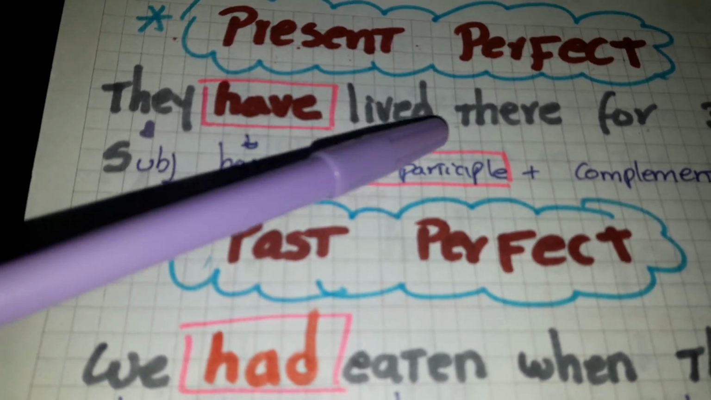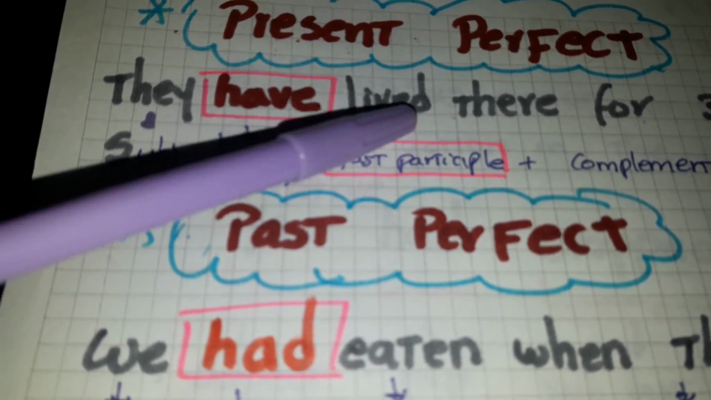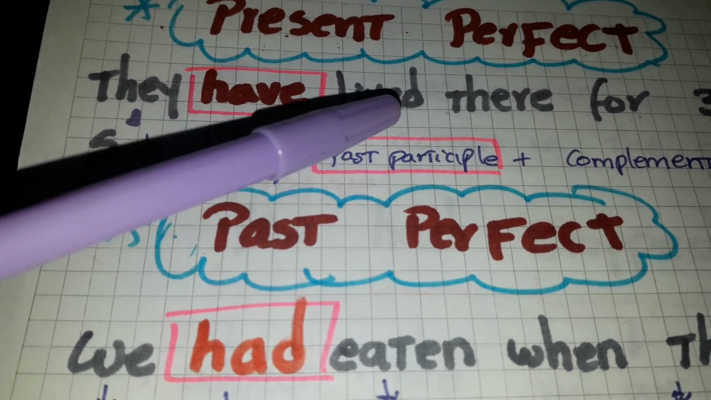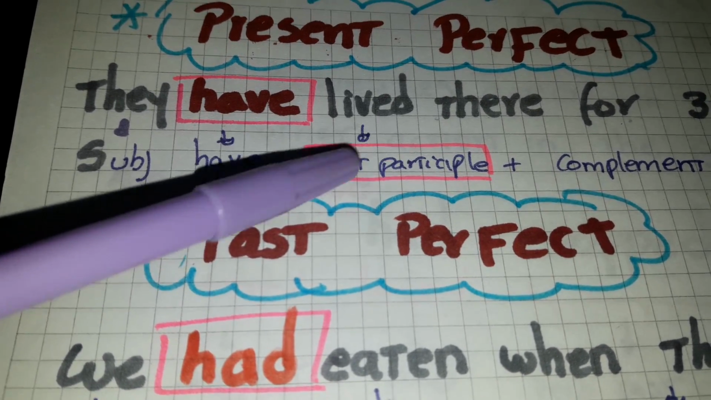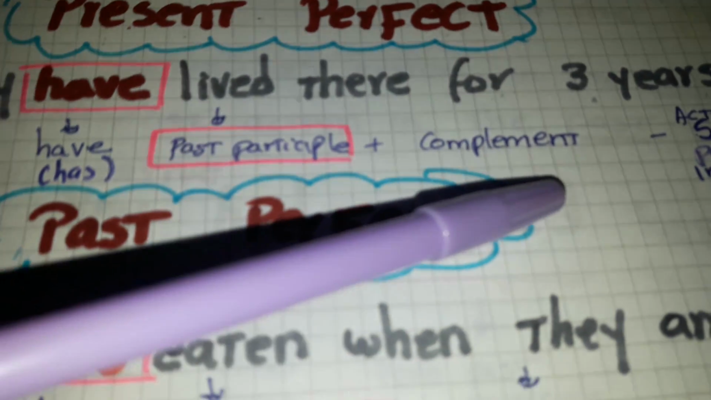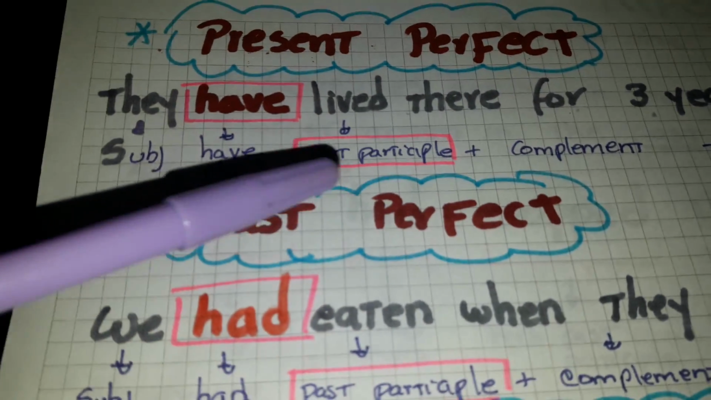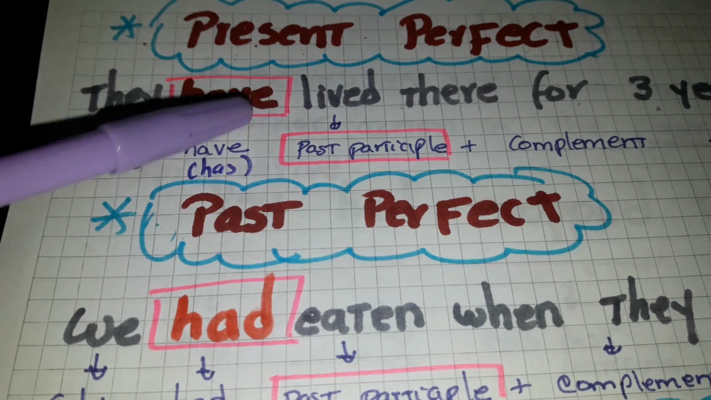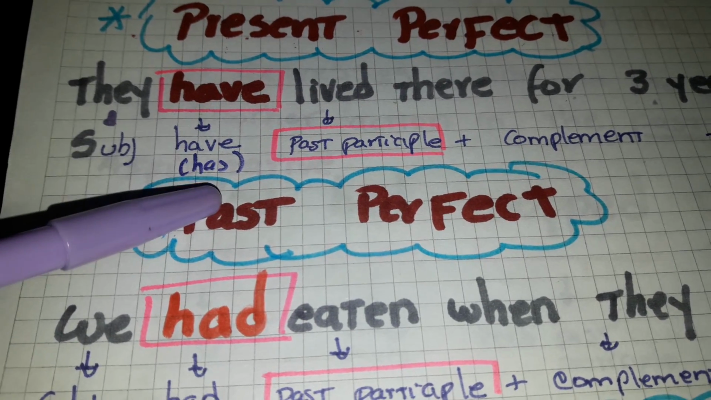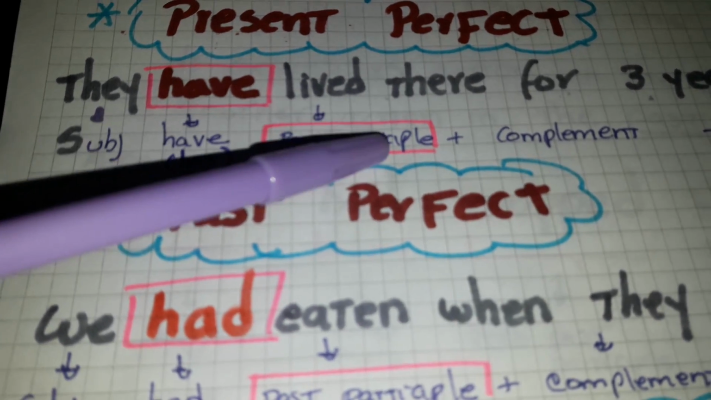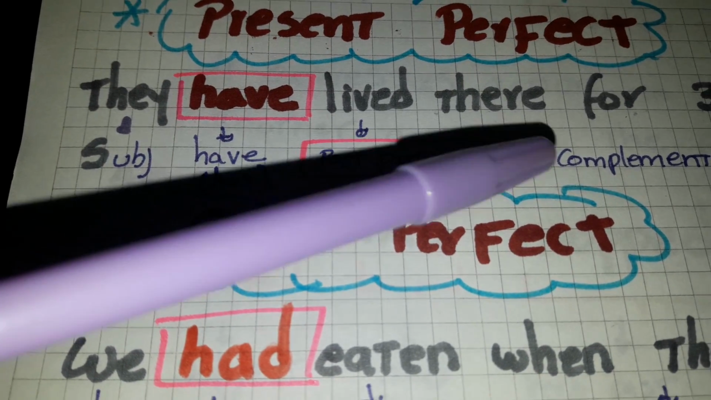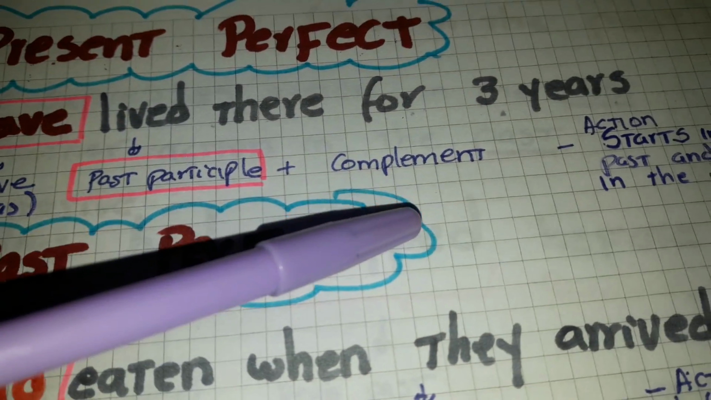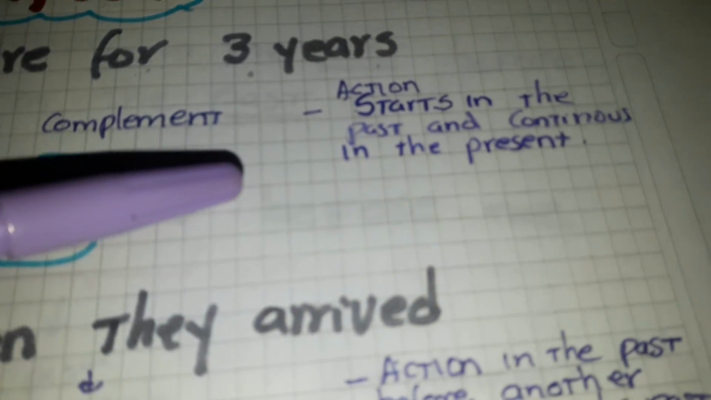Okay, in this case it is a regular verb. For this reason, it finishes in -ed: lived. Okay, past participle and complement. Very good. They is the subject, have or has the auxiliary, and the verb in past participle. Next, we have the complement. What is the use of this verb?